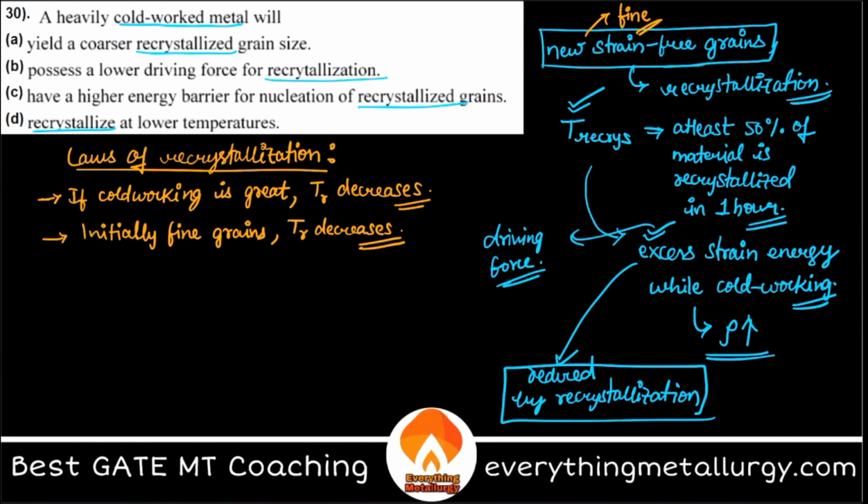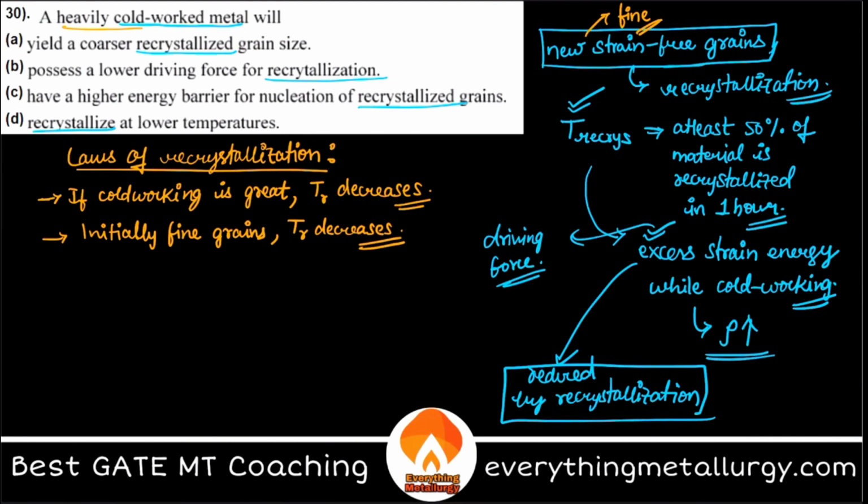So the first point here is lost, right? They said a heavily cold worked material will yield a coarser recrystallized grain size. No, it is wrong. Just now we have discussed, if the cold working is high and if the initial grain size is low, then you can directly say that your grain size is low. That means after recrystallization the grain size will be very fine, okay.